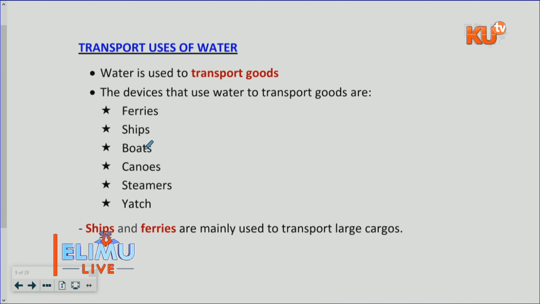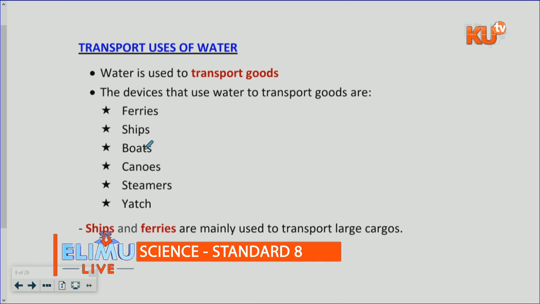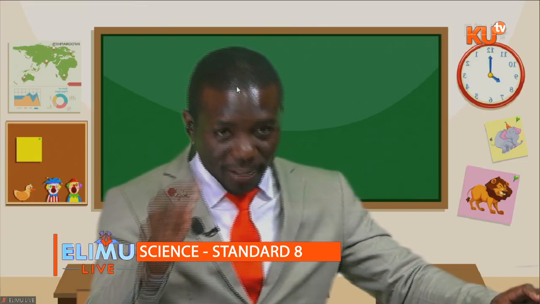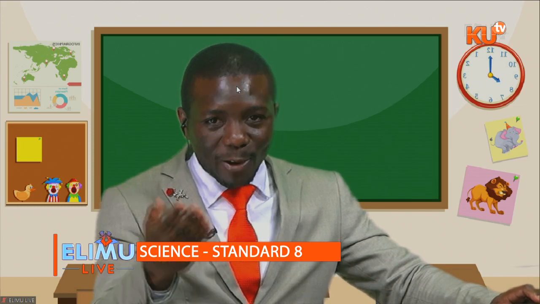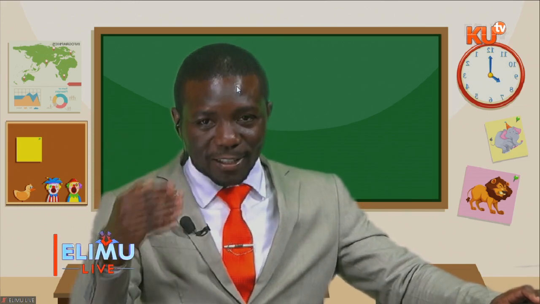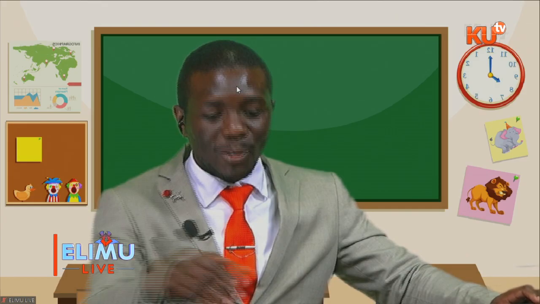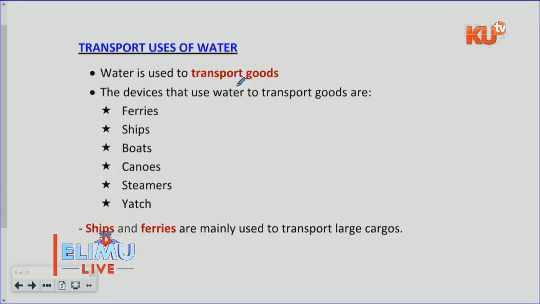And then the other segment there in standard 4 is transportation use of water, or transport uses of water. How this water can be used to transport goods. Remember earlier back I told you in class 3, there are some ways of transporting water. Now here water is now assisting us to transport goods. So in standard 4, we are learning about transport uses of water. So water is used to transport goods.